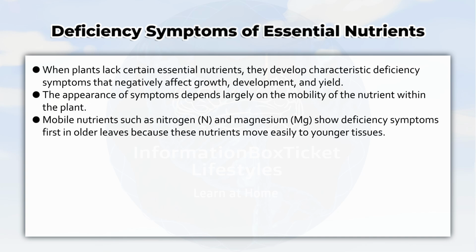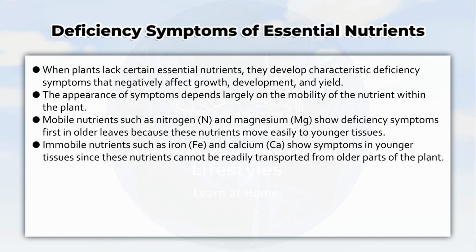Mobile nutrients such as nitrogen and magnesium show deficiency symptoms first in older leaves because these nutrients move easily to younger tissues. Immobile nutrients such as iron and calcium show symptoms in younger tissues since these nutrients cannot be readily transported from older parts of the plant.